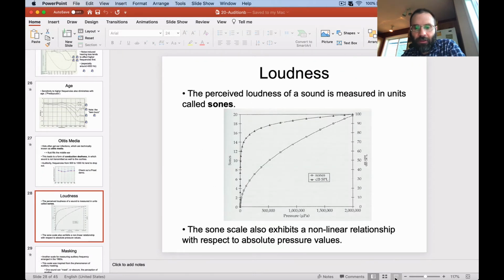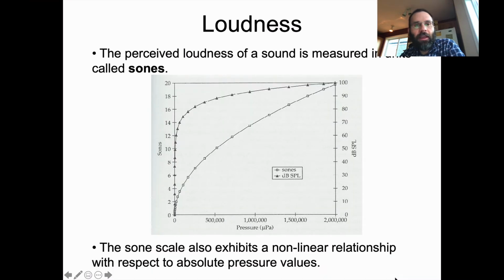I'm going to mention that there is a perceptual scale for loudness, like there are perceptual scales for frequency. The perceived loudness of a sound can be measured in units called sones. This is similar to what we saw for the mel scale, where the sone scale exhibits a nonlinear relationship with respect to the absolute pressure values. On the x-axis here, we've got absolute pressure, in terms of air pressure rather than intensity, measured in micropascals, in linear format.